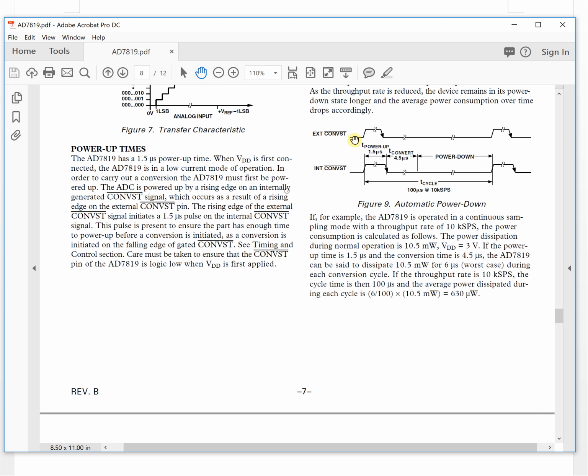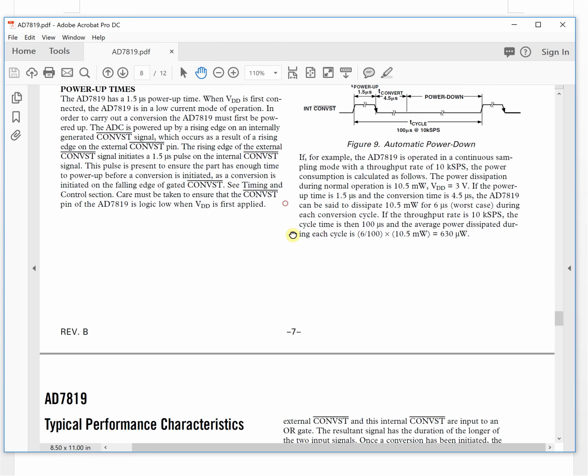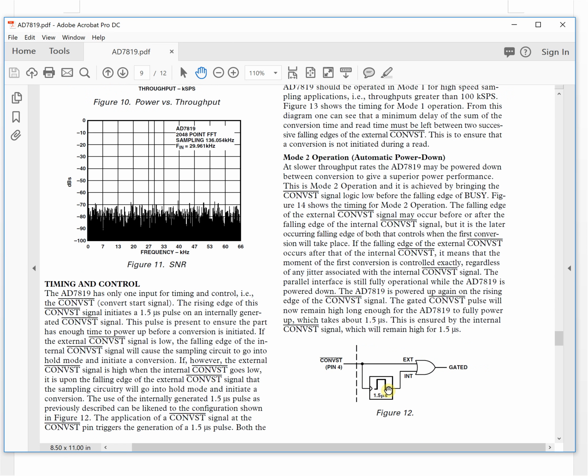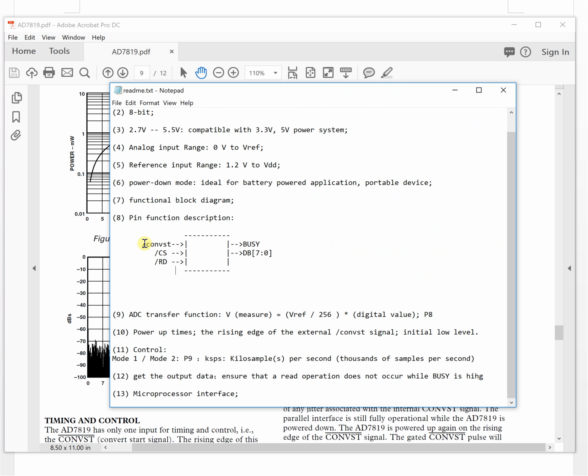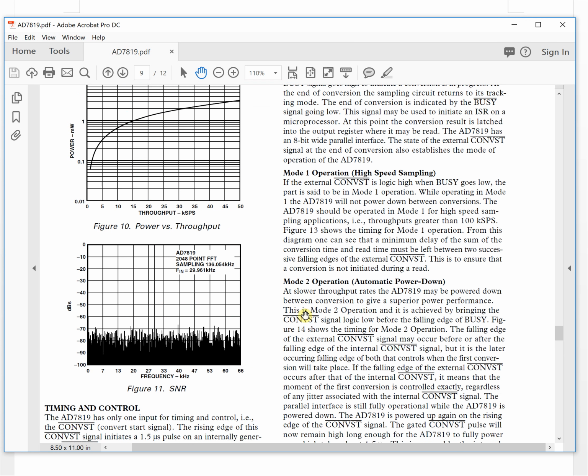And you will see here, this is the rise edge, this is X, and this is the external convert signal, this is the internal convert signal. So the internal signal will be this one. This one is the internal signal. This is the external signal. This is the pin, which is this pin.